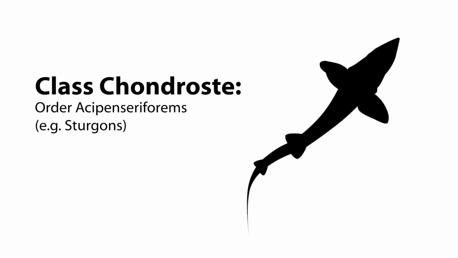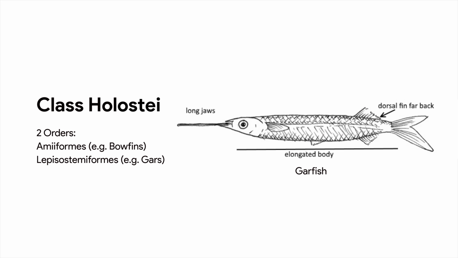The Condostriae include a number of orders of fossil fish no longer living, as well as a number of orders of living fish. Examples would include sturgeons and paddlefish. The Holostiae include a number of orders of fossil fish no longer living, as well as a small number of orders of living fish. Examples of living fish would include gars and bowfins.